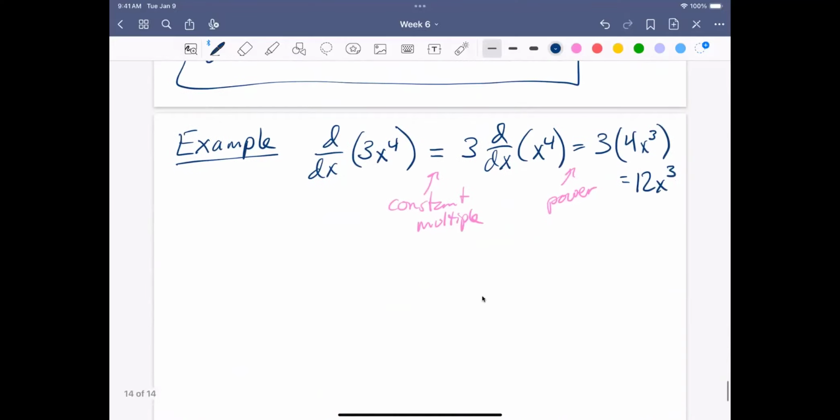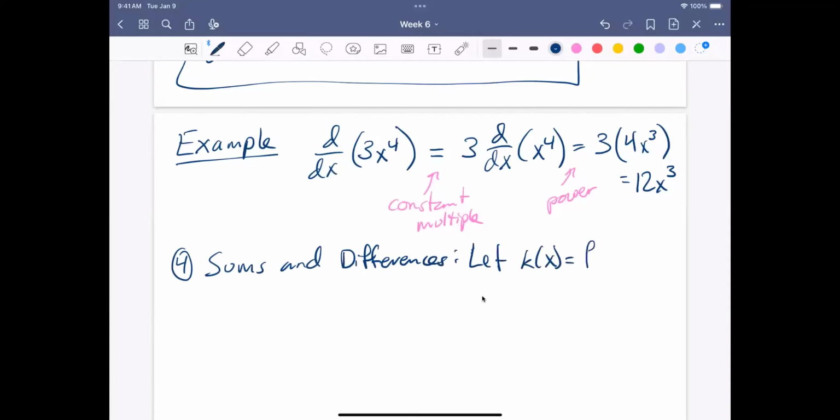Excellent. Any other questions? Okay. So next thing we're going to do, we're going to do sums and differences. Okay, so let's say I have some function k, which is actually made up of the sum of two functions f and g.